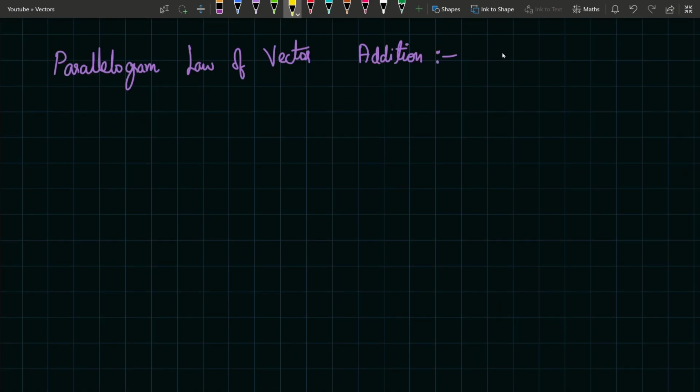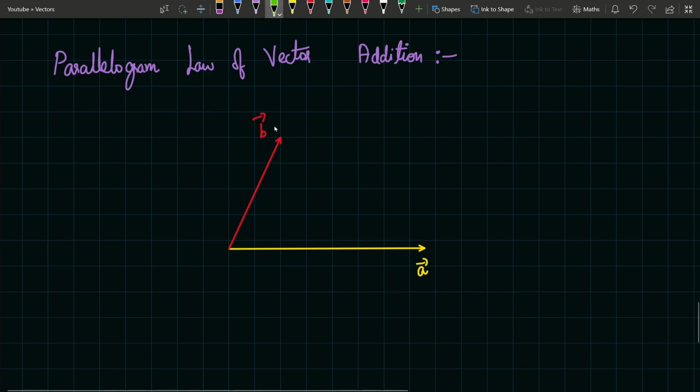In the parallelogram law of vector addition, let us have a vector called vector A and another vector called vector B. In this method, we are keeping the tails of the two vectors at a common point. So we are not keeping the tail of the first vector on the head of the second vector. No, we are not doing that. We are keeping the tails of both vectors at a single point. After doing this, we have to draw parallel lines from the heads of the two vectors parallel to the other vector.